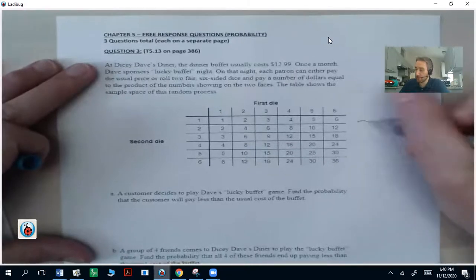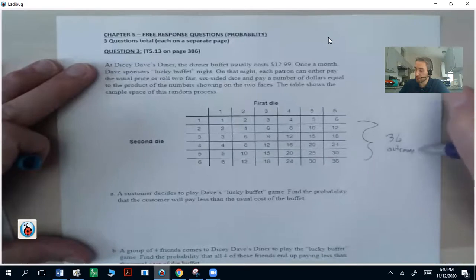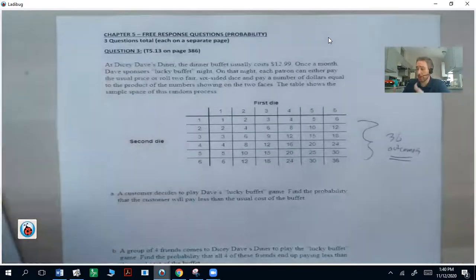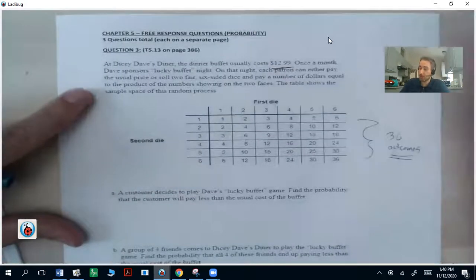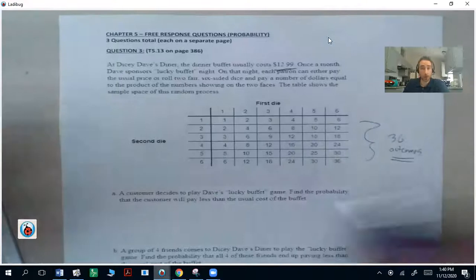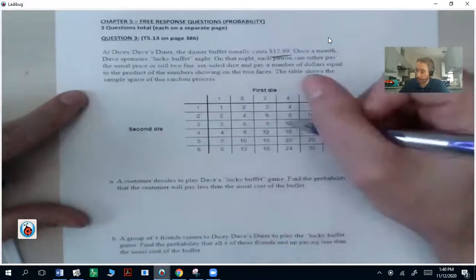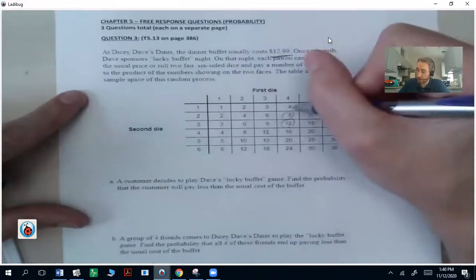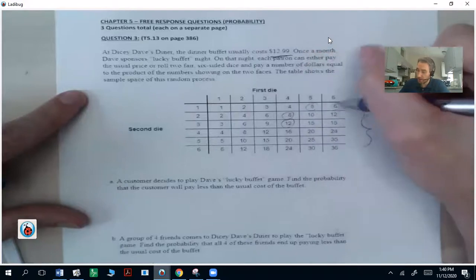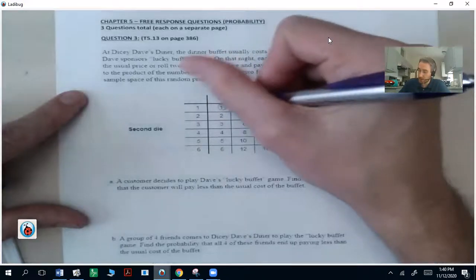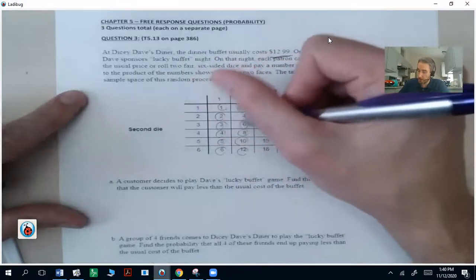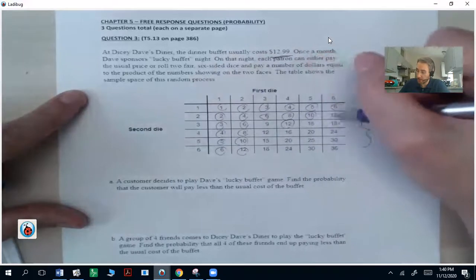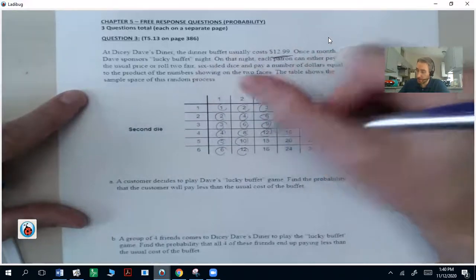Well, we've got to have our total. There's 36 outcomes. So think about how many outcomes would be less than $12.99. Anything 12 or under would be considered less. You can just circle them here. All those, that's 6. All the ones less than 12, so basically everything in those 2 columns. Then we've got some over here.